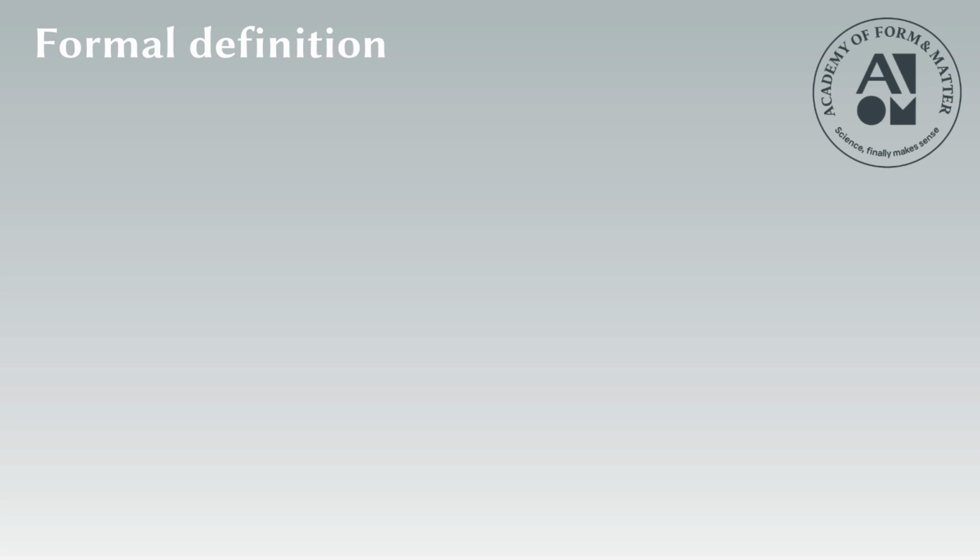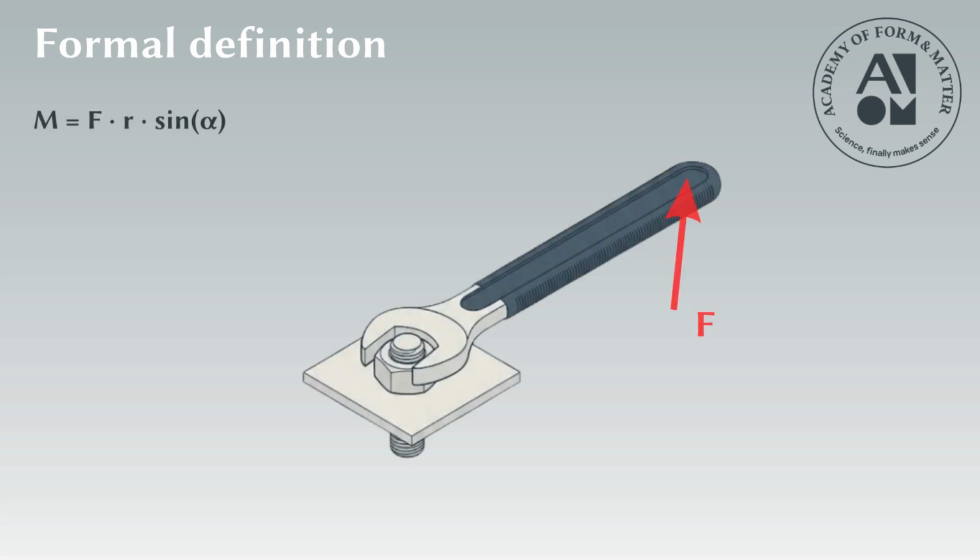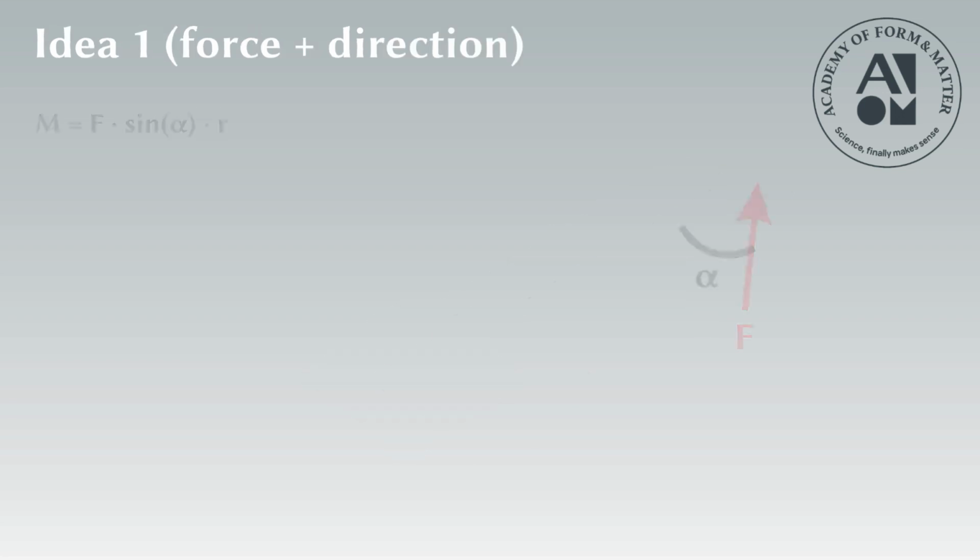Now, we are ready for the mathematical definition. The moment about a point is force times distance times the sine of the angle between them. This is the formal expression, but we can reorganize it in two intuitive ways.